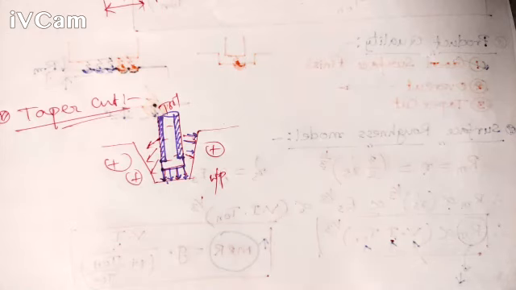In the next class, I will be discussing the different circuits we adopt in EDM generators or the EDM process, because somehow we need to supply pulses. How are we supplying them, what kinds of generators are available, what is the circuit diagram, how much MRR we will get, and what is the influence of T on and T off. Those things we will study in the next class.